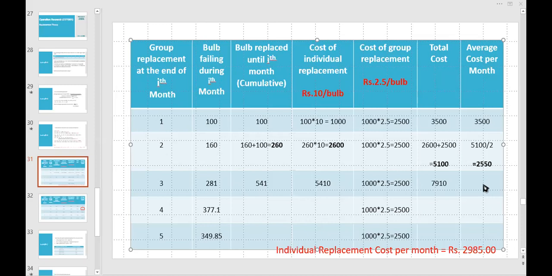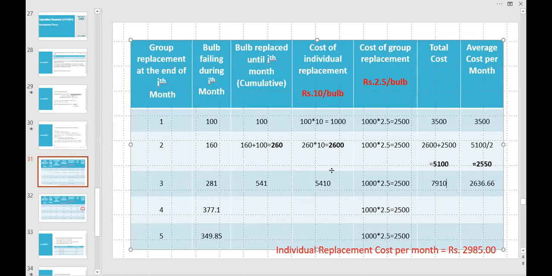Sir, it's 2636.66, right? This value must be divided by 3 since it is the third month. Is that clear, Harsh? Yes, sir. So correct it. Now, who will help me to fill in the next table?